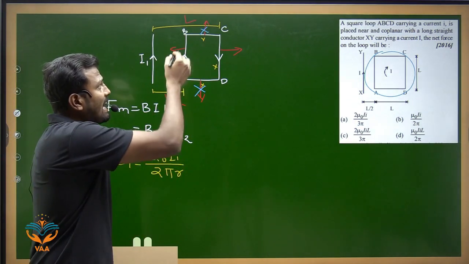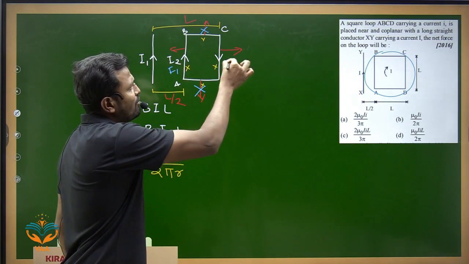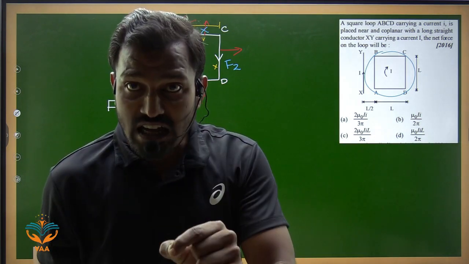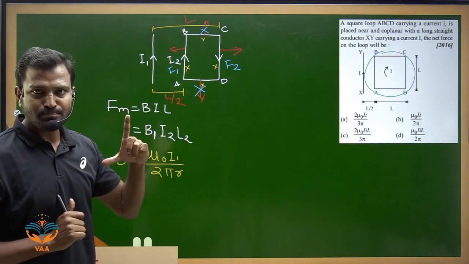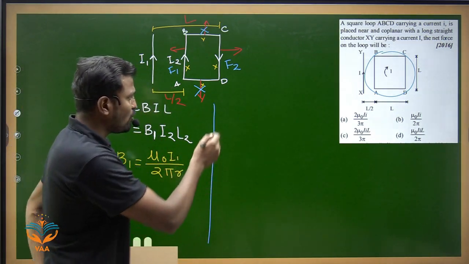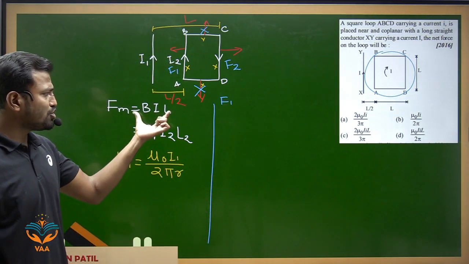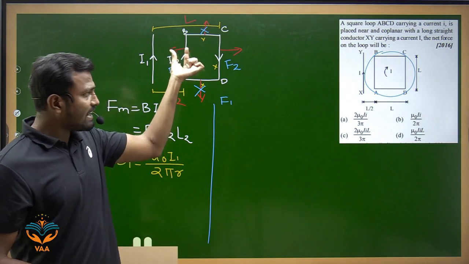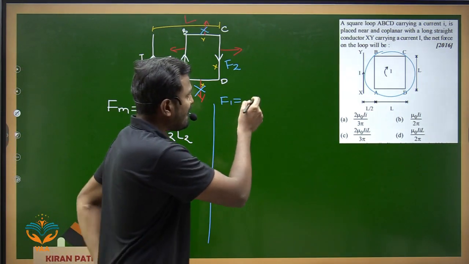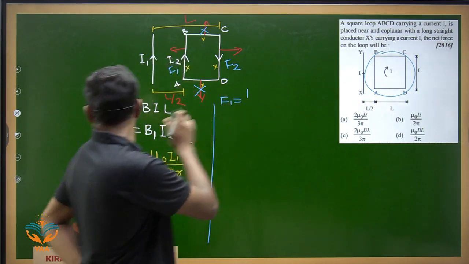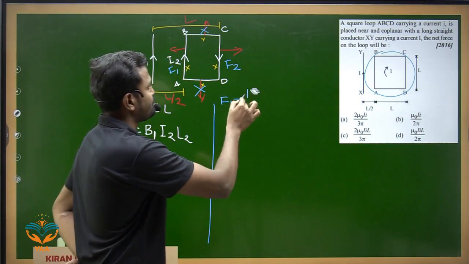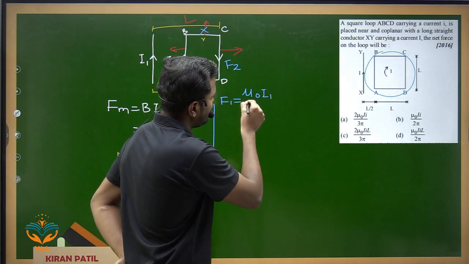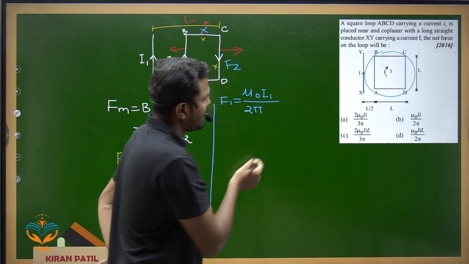Fine. So what the case is, I have to find the value of F1 and value of F2. As these are opposite vectors, by subtracting, I'm going to get the concerned answer for force acting on this particular loop. Fine. So what is the formula for force F1? F1, we know magnetic force is BIL, where B is the field of first conductor, I2 and L2 are the length and current of the second conductor. So force F1 gives me the value of mu naught I1 divided by 2 pi into L by 2.